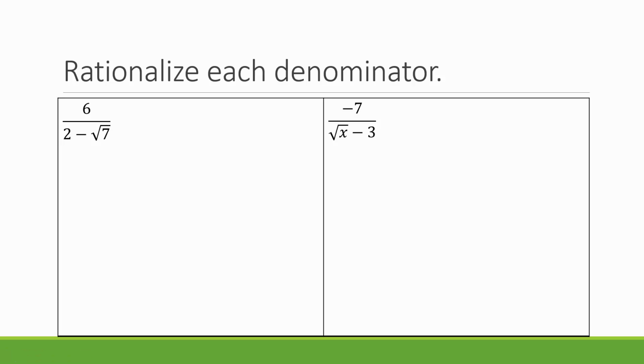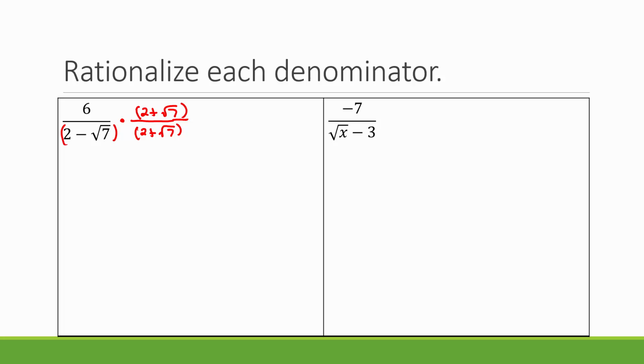Okay, so let's rationalize the denominator. We have 6 over 2 minus the square root of 7. Our objective is to clear out that square root out of our denominator. Now, since we have a binomial down there, we want to multiply by the conjugate of our denominator, which simply means to change the sign of what's in the middle. So I'm going to multiply my denominator by 2 plus the square root of 7. So I will also multiply my numerator by 2 plus the square root of 7 to keep the fraction equivalent.